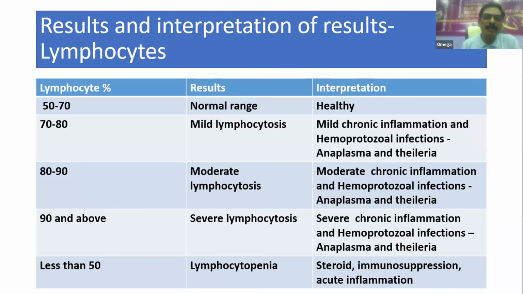Whenever the lymphocytic count is less, there are chances that steroids were given to that particular animal, immunosuppression, and severe acute inflammation, acute bacterial infection. So in that case also, we get lymphocytopenia.